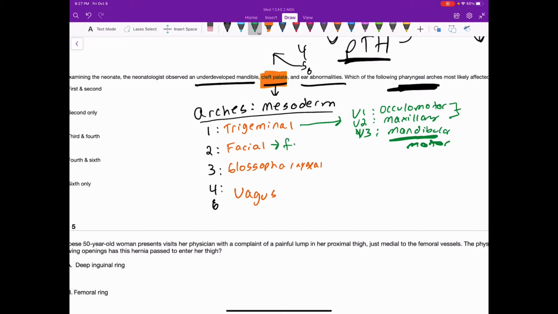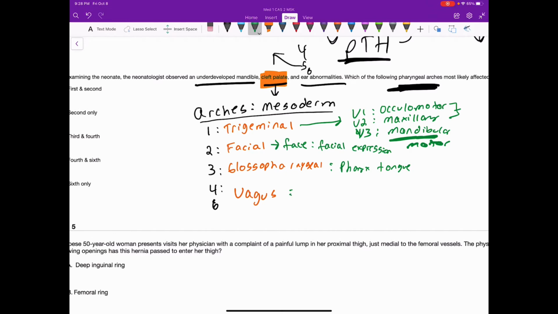Okay, but let's keep going. Facial is for the face. Face what though? Facial expressions. So it's going to move the facial expressions, the muscles that help you smile, frown, etc. Glossopharyngeal. This is going to be for the pharynx and the tongue.